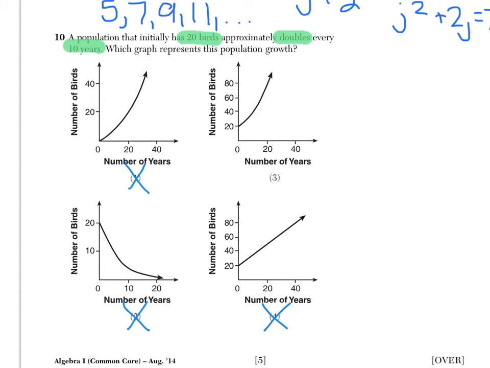And just to verify, we start at 20 birds, and after 10 years, so right around here, it will double. So if I double 20, that becomes 40. It's right around there. It's a little hard to get it on the graph with the iPad stylus. And then after 20 years, that 40 will double to 80.